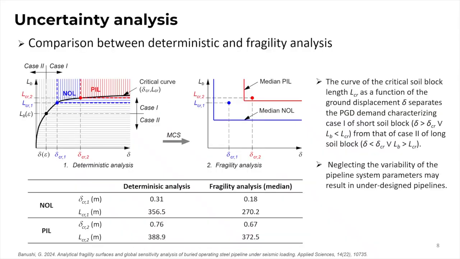Comparison between deterministic and fragility analysis results show that neglecting the variability of the system parameters, including the operational loads, may result in under-designed pipelines, highlighting the importance of uncertainty analysis for a reliable infrastructure design.